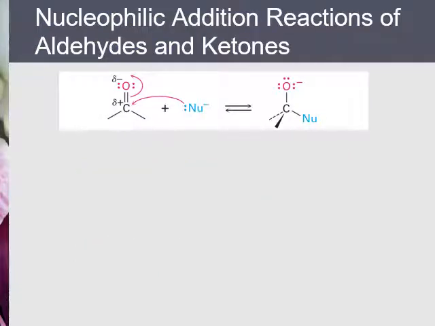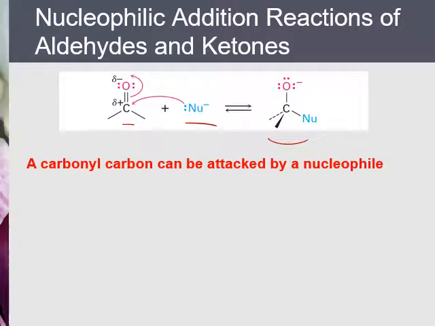Here shows the general mechanism of nucleophilic addition reactions. A nucleophile, which has a lone pair of electrons, attacks the positive charged carbon and forms a bond. The carbon-oxygen pi bond breaks, two electrons go to the oxygen, and form an alkoxide anion. This anion is protonated and forms an alcohol.